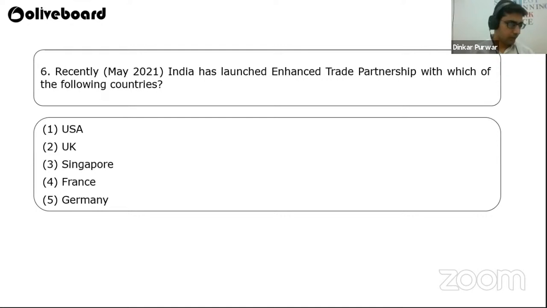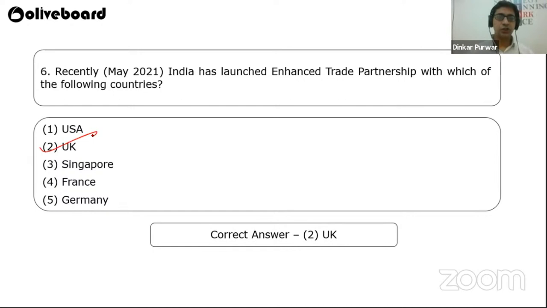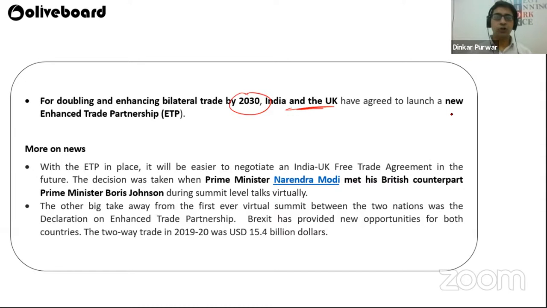Okay, Padmini. Yeah. So the answer of this question is UK. India and UK have launched the enhanced trade partnership. For doubling and enhancing the bilateral trade by 2030, India and UK have agreed to launch a new enhanced trade partnership. With the enhanced trade partnership in place, it will be easier to negotiate an India-UK free trade agreement in the future.